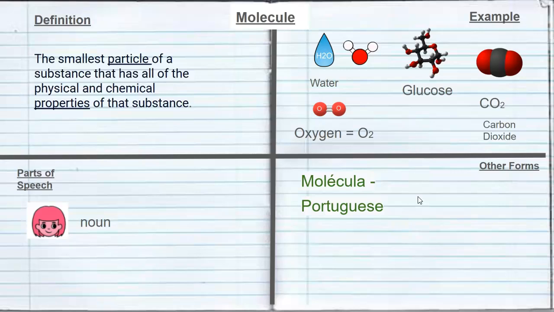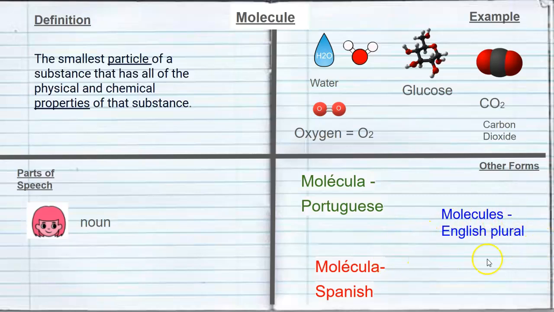Other forms. Here's the Portuguese, molecule. I'm not going to pronounce that correctly. You can correct me. Look, they're very similar. Hopefully that's correct. Somebody come correct me if that's wrong. Google Translate, that's what they told me. Okay, so we have the Portuguese version and the Spanish version. And the plural in English, just add an S. Molecules. Okay, that's your molecule chart. That's what you should have filled out.